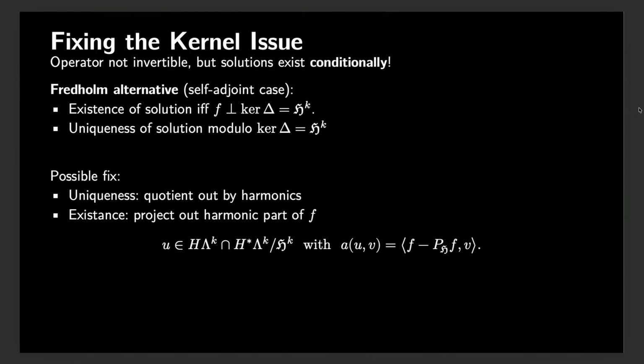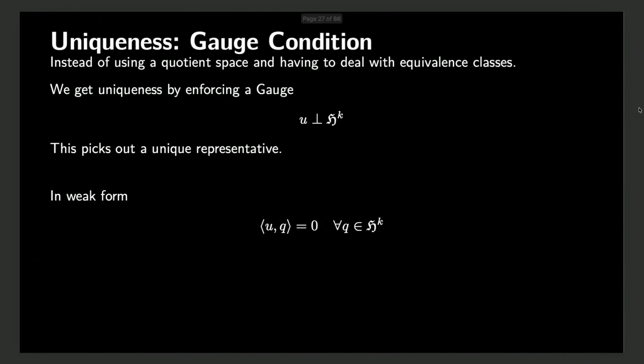One possible fix that mathematicians like is quotient spaces to get the uniqueness. And for existence, since we want to accept arbitrary f's, we can just project out the harmonic forms, take off the harmonic part, and then we do have existence. But for implementing, this is not the optimal way because it's hard to work with equivalence classes. So we look at a different fix.